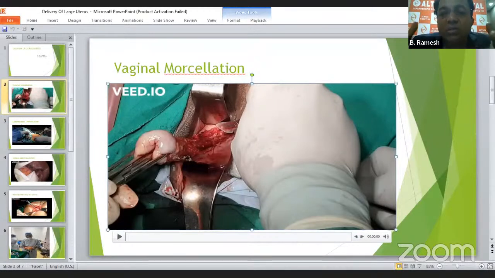If the uterus is not entering the pelvic brim, it is better that you do the combined morcellation, that is, laparoscopic morcellation followed by vaginal morcellation, which is the best method.